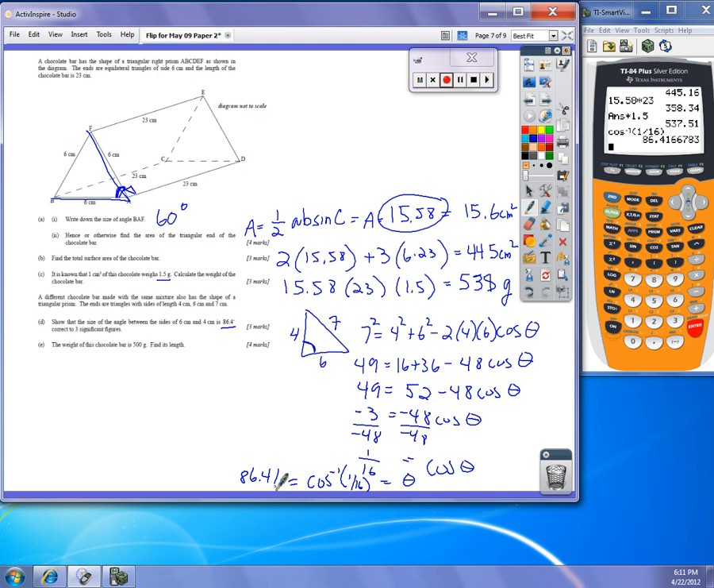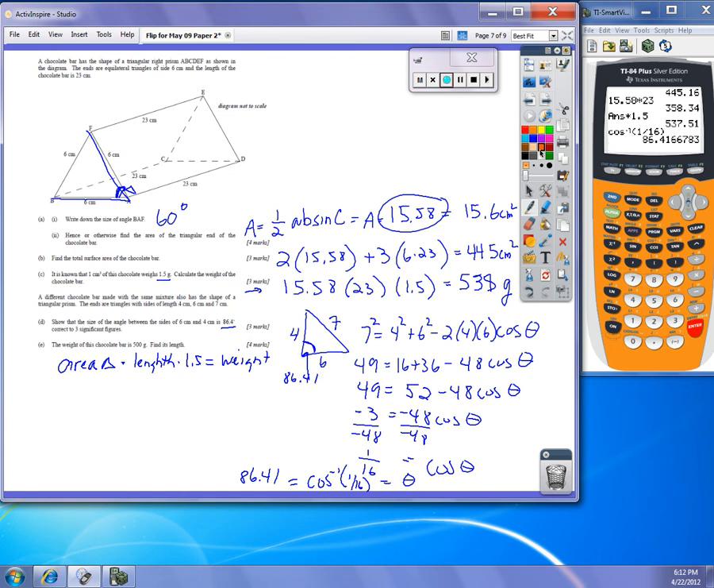Then they say the weight of this chocolate bar is 500 grams. Find its length. Well, here's what we know from what we calculated up in this part, that we need the area of the triangle times the length times 1.5 was equal to the weight. So let's plug in what we know. We know that this angle is 86.41.